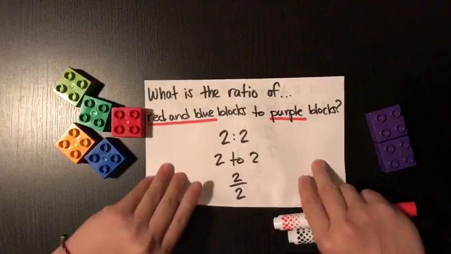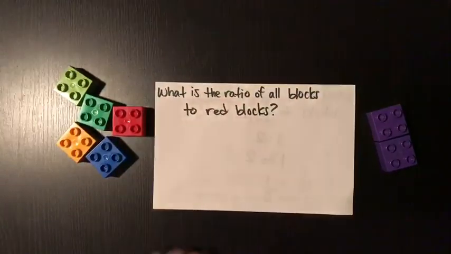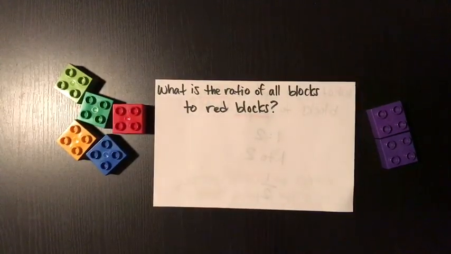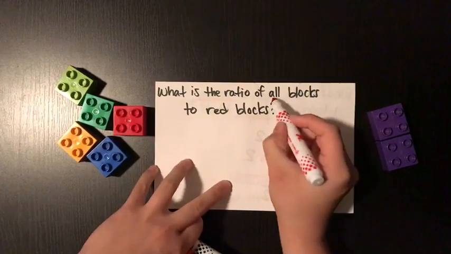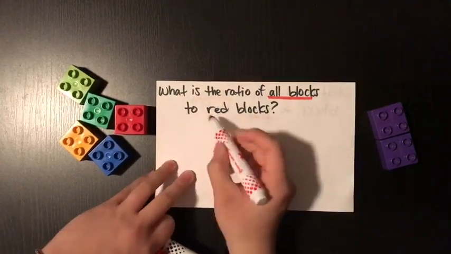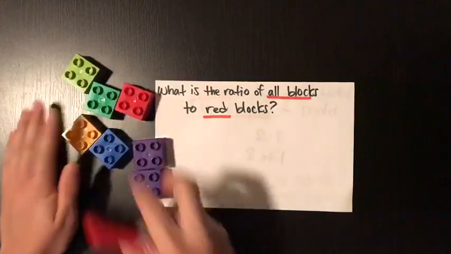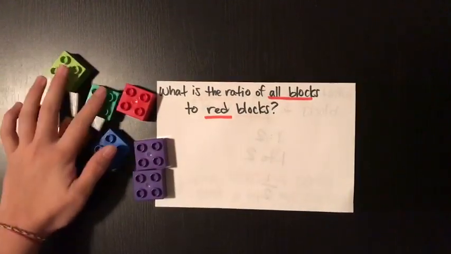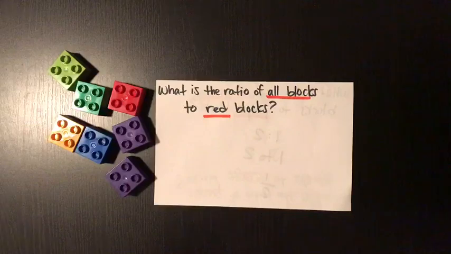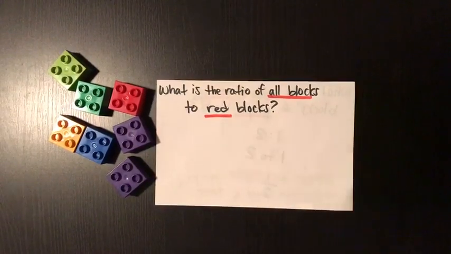Let's try one more problem. What is the ratio of all blocks to red blocks? Our 2 quantities: all blocks this time, compared to red blocks. How many blocks do we have total? 1, 2, 3, 4, 5, 6, 7. 7 blocks total.